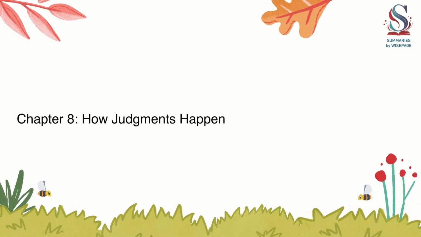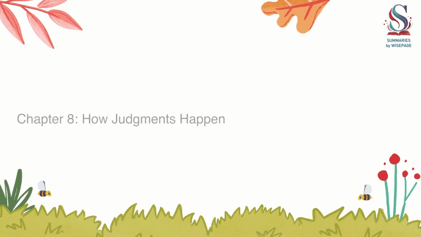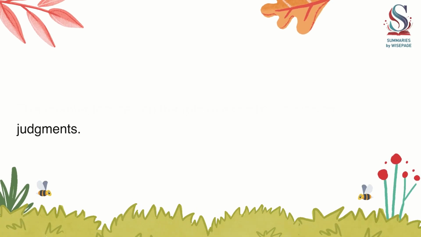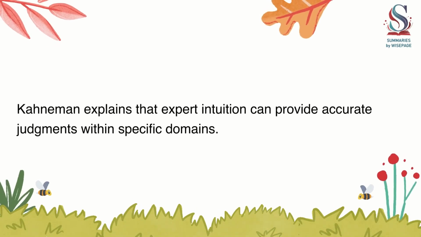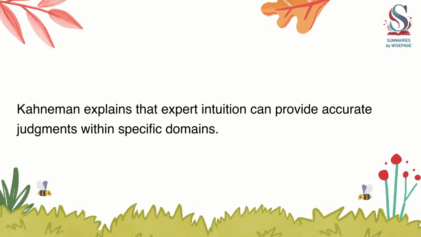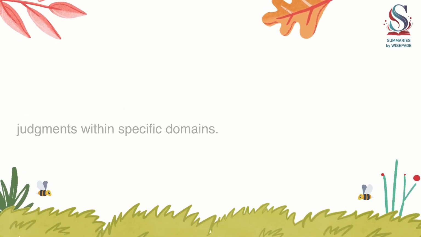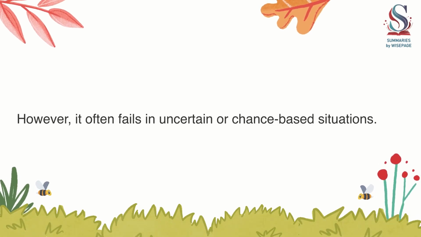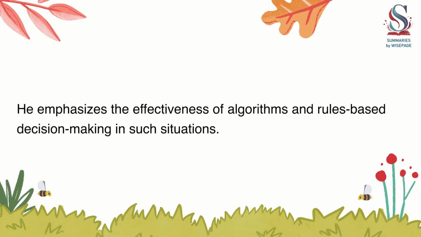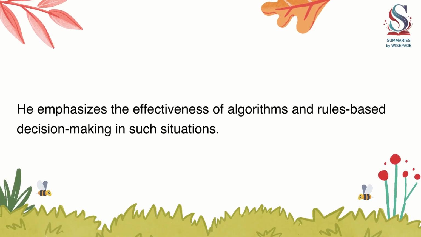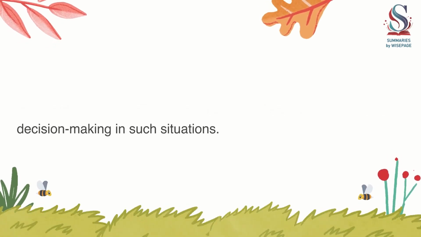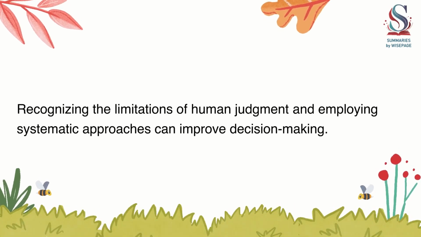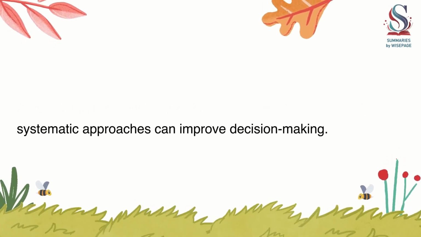Chapter 8: How Judgments Happen. This chapter focuses on the role of expertise in making judgments. Kahneman explains that expert intuition can provide accurate judgments within specific domains. However, it often fails in uncertain or chance-based situations. He emphasizes the effectiveness of algorithms and rules-based decision-making in such situations. Recognizing the limitations of human judgment and employing systematic approaches can improve decision-making.